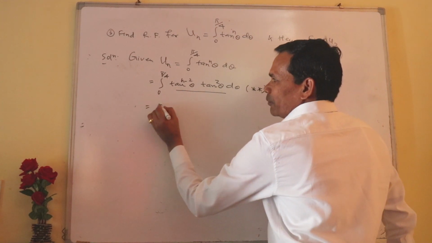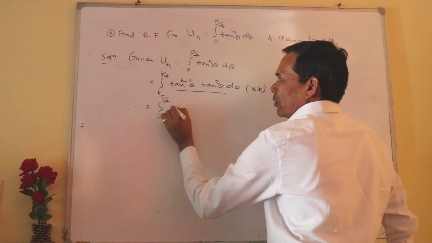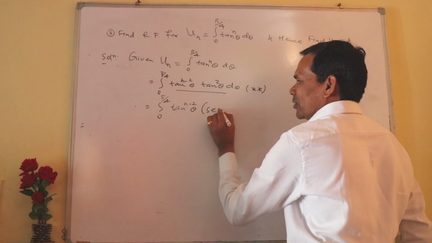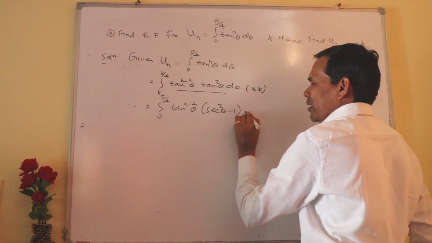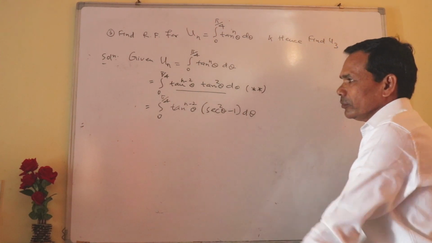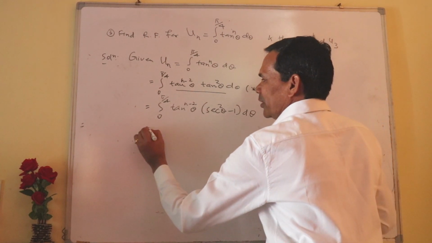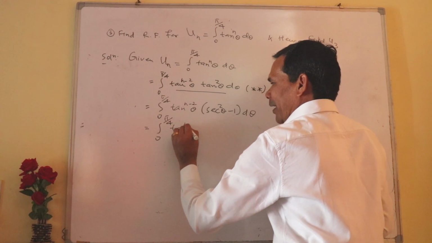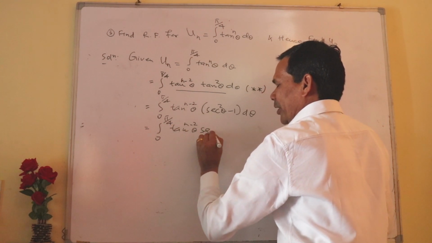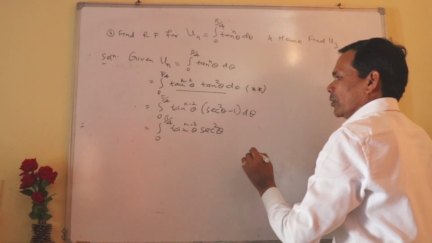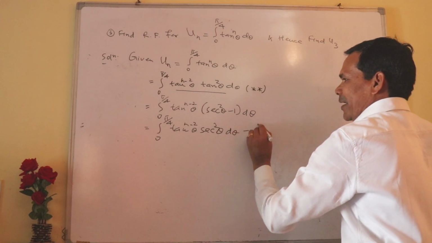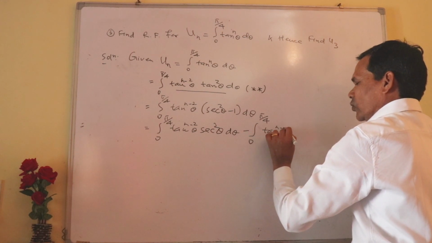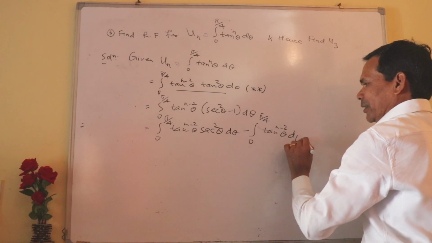Now what we do further, 0 to pi by 4 tan raised to n minus 2 theta, tan square means it is sec square theta minus 1 into d theta. Then I will write down this in the form, splitting the terms there, 0 to pi by 4 tan raised to n minus 2 theta into sec square theta into d theta minus 0 to pi by 4 tan raised to n minus 2 theta into d theta.